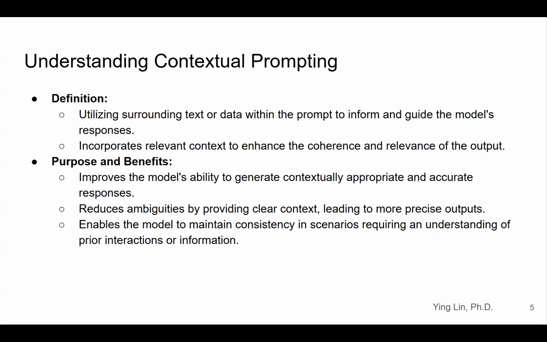Next, let's look at contextual prompting. To get accurate, relevant, and coherent outputs, we use contextual prompting, which is a technique that helps AI maintain consistency and clarity by leveraging surrounding text and prior information. Contextual prompting uses surrounding text or data within a prompt to inform and guide the AI models. It incorporates relevant background information and helps AI produce more accurate and coherent responses. It works well in multi-turn conversations, complex problem solving, and tasks requiring prior knowledge.